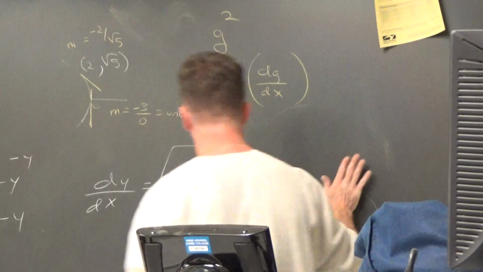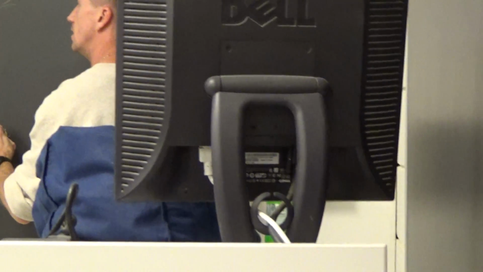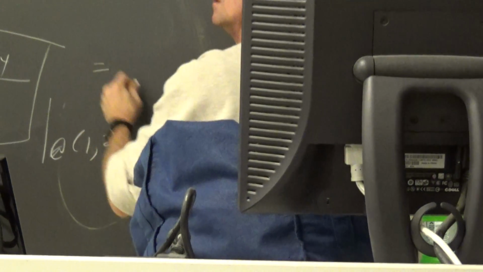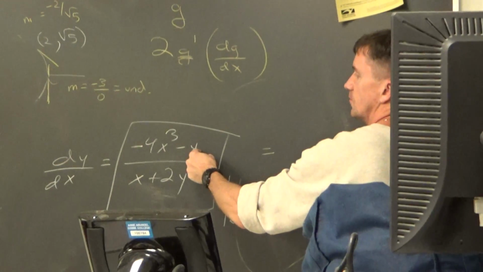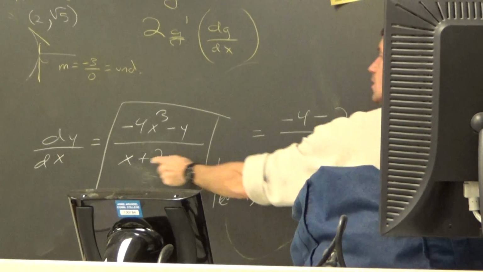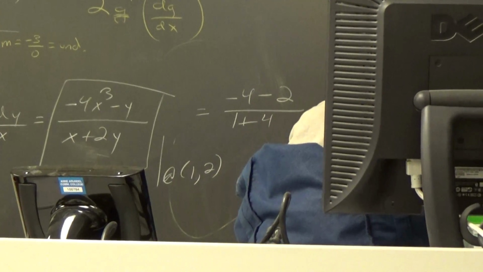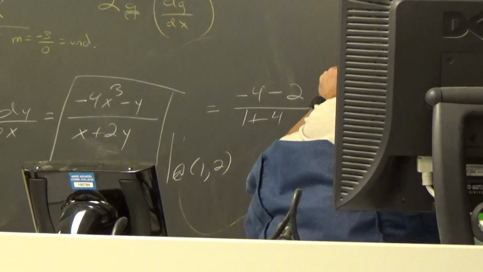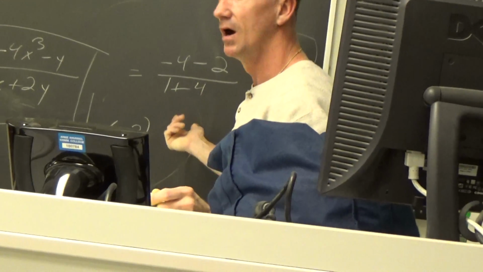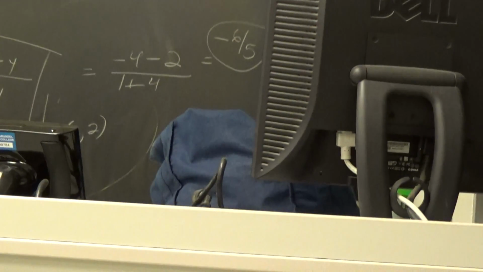If you did it at that point, let's substitute at the point 1, 2. So you plug in 1 for x and 2 for y. You get negative 4 minus 2 over 1 plus 2 times 2. So negative 6 over what? 5. Just to give an example, that would be the slope of that curve at that point. Slope of a tangent line to the curve.